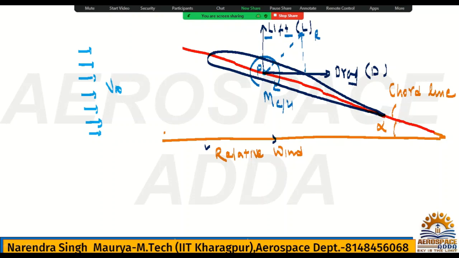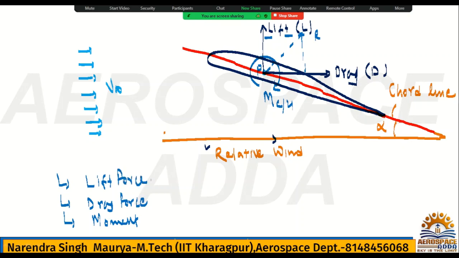At this point P, all the forces, basically the aerodynamic force and moment. Aerodynamic forces are lift and drag, and the moment is basically the pitching moment. So you have seen three things here: one is the lift force, another is the drag force, and the third one is the moment. Lift force, drag force, and moment. This will be the diagram. All right, up to here it is very clear.